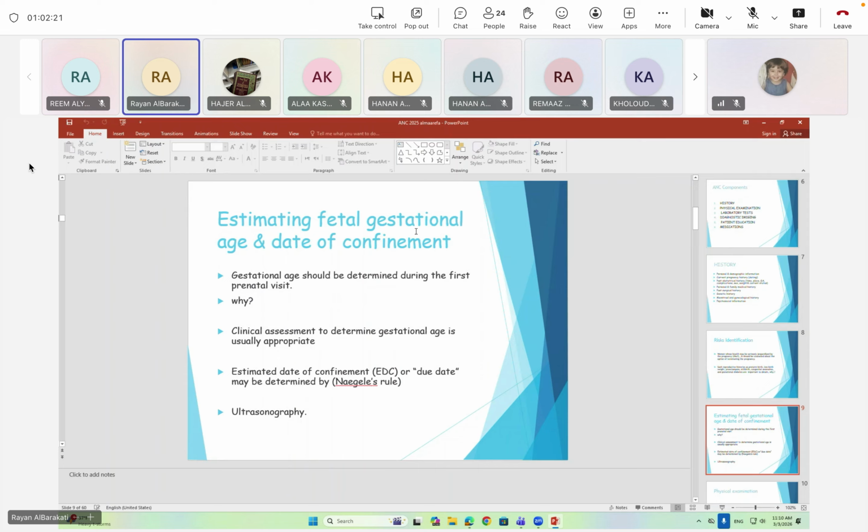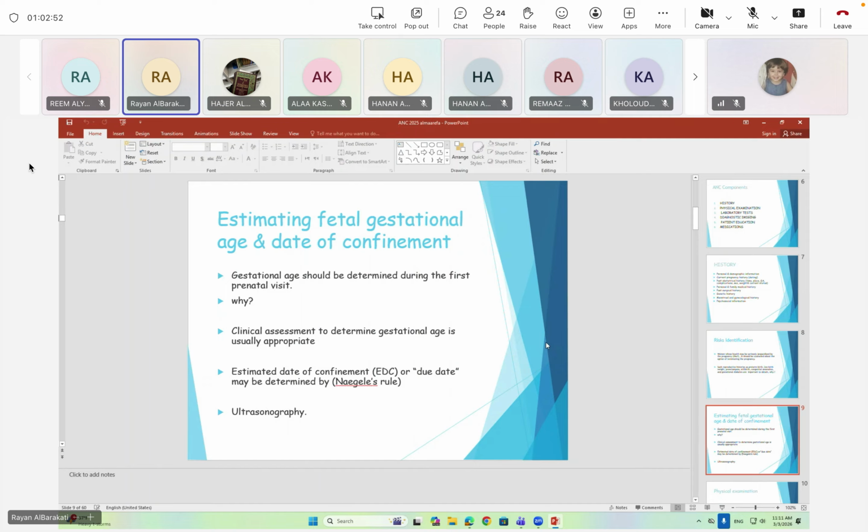One of the main important pieces of information that we need to confirm and be very assured about is the fetal gestational age. As you all know, we take the gestational age based on the last menstrual period, and we calculate from there the gestational age and the expected date of delivery, and by this we'll be planning our visits.